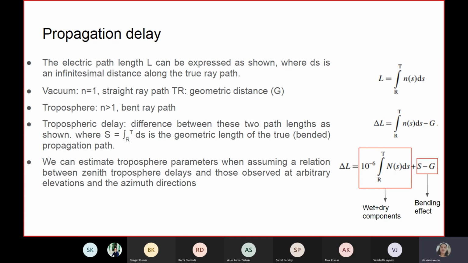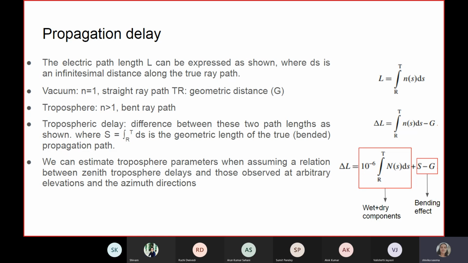So propagation delay would naturally be the difference between two quantities. One quantity is the direct geometrical distance from satellite to receiver. This will be the shorter quantity, which is subtracted from a bigger quantity, which is the true path the signal has traveled from satellite to the receiver, undergoing the refraction and everything, bending and everything. So this distance is slightly more. So the difference between these two quantities will give us the propagation delay in distance units.